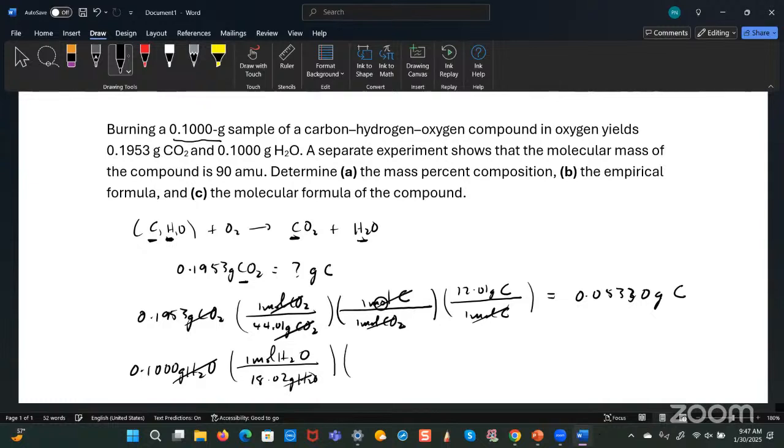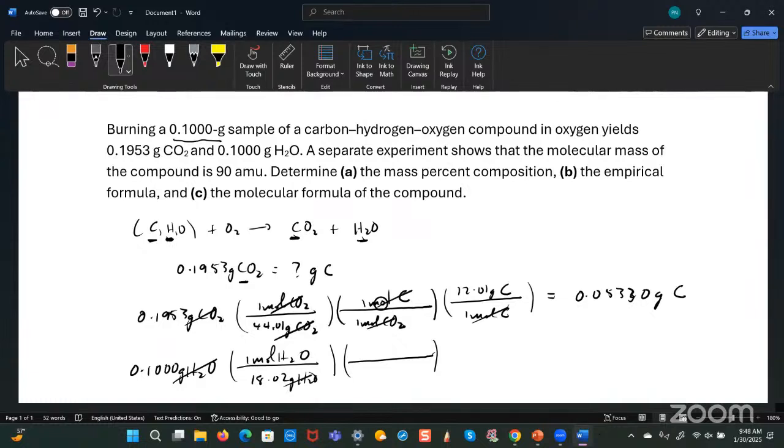The next step is where we convert the moles of water to the moles of hydrogen. And let me just say here that over the years, this is something I've observed where students tend to make a mistake, all right? So please follow carefully. If you look at the formula for water, the formula for water is H2O, right?